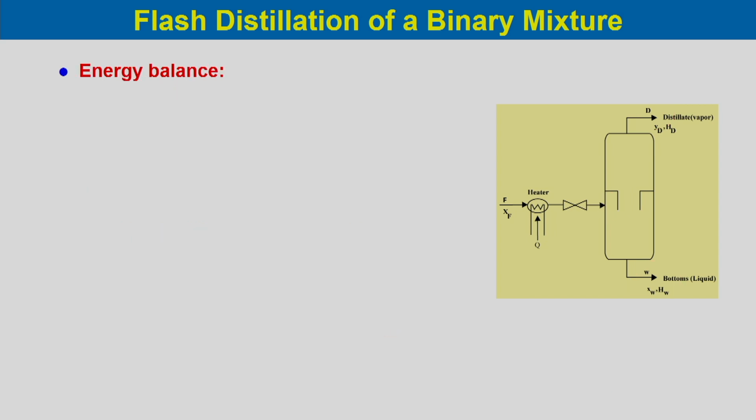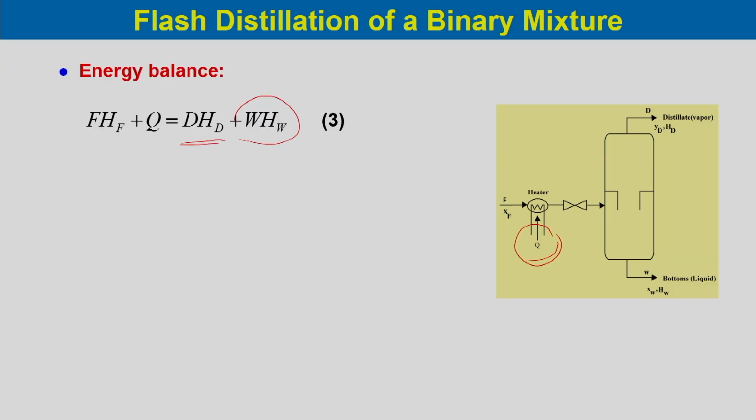Now, let us do the energy balance. In this case, you can see the feed has the enthalpy of HF. So, F into HF, plus Q, the heat which is supplied to the heater, would be equal to D into HD, which is for the top product, and then for the bottoms, W HW. Since we have considered there is no heat loss to the surroundings, the energy balance should be valid like this.